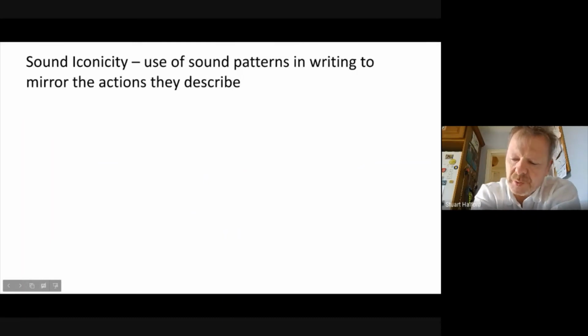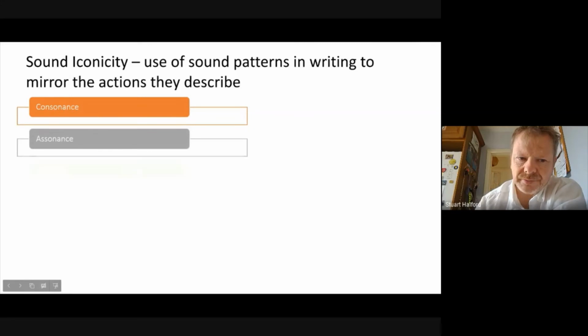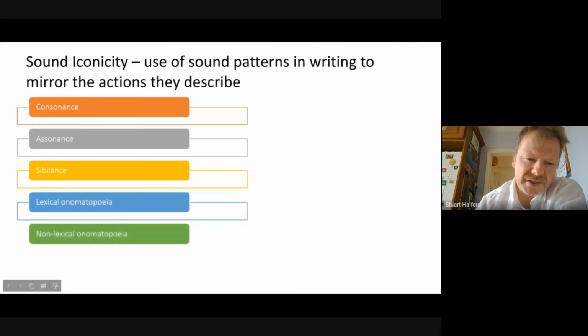Okay, the other thing that we might want to consider with prosodics is sound iconicity. So when writers or speakers use sound patterns in writing to mirror the actions that they're describing, and this is where you will be possibly on familiar territory from GCSE English, or certainly some of it. So there's consonance, assonance, sibilance, lexical onomatopoeia, and non-lexical onomatopoeia.